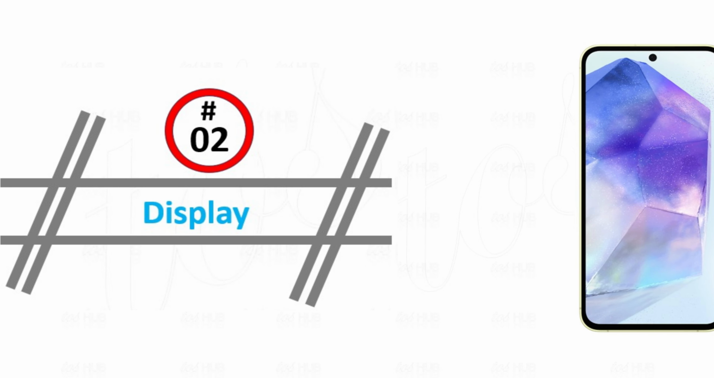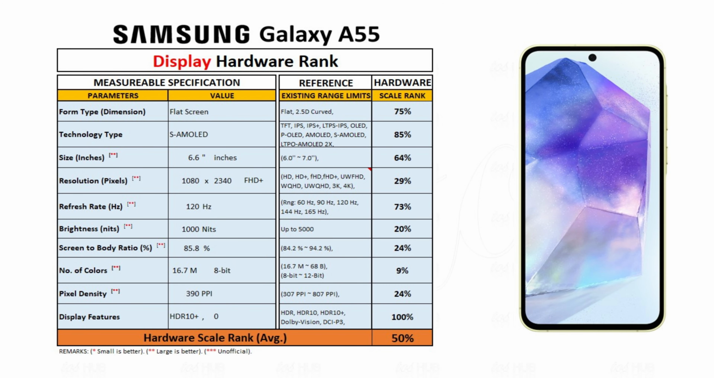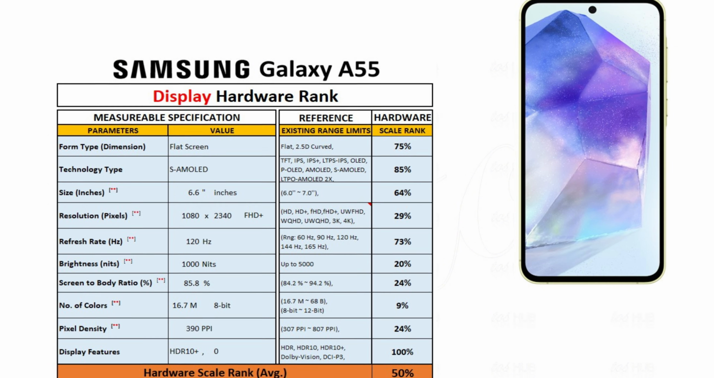Second category is display. Samsung Galaxy A55 display hardware rank bases on 10 parameters. It includes form factor, technology type, size, resolution, refresh rate, peak brightness, screen-to-body ratio, number of colors, pixel density and other display features. By comparing the display specification with available smartphones, the score rank stands at 50% scale.